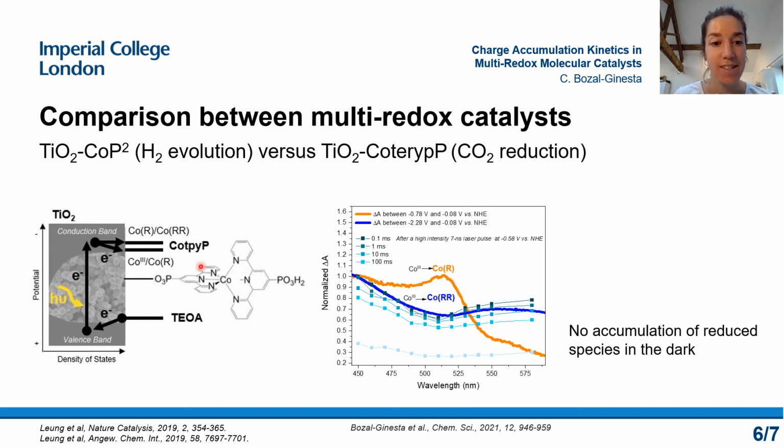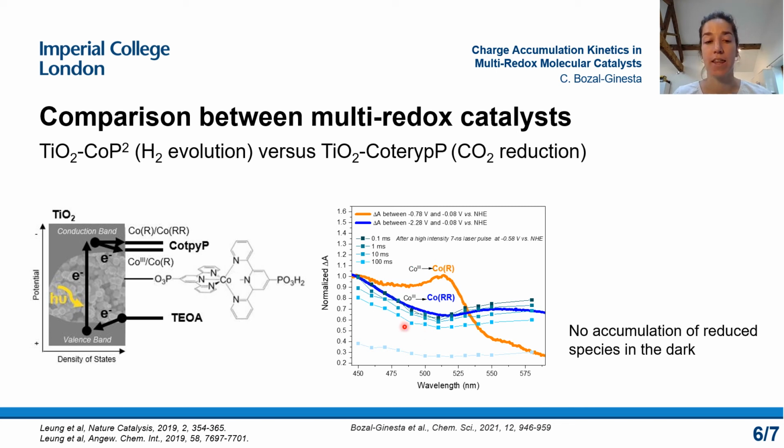We tried this catalyst on TiO2 in the same way as COP2, in the same conditions, and we measured the transient absorption after exciting TiO2. And what we observe is the formation of cobalt-RR from cobalt-3. So there are 2 sequential electron transfers occurring here, and then cobalt-RR reoxidizes back to cobalt-3 within 1 second.